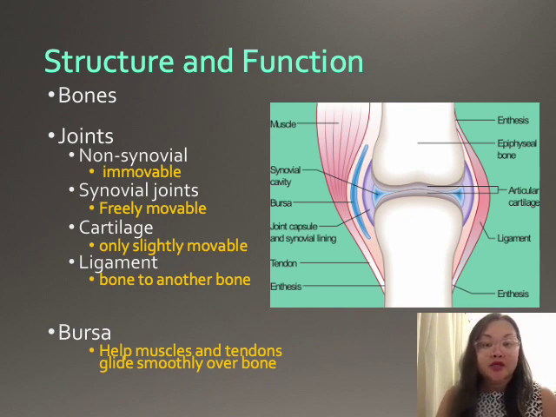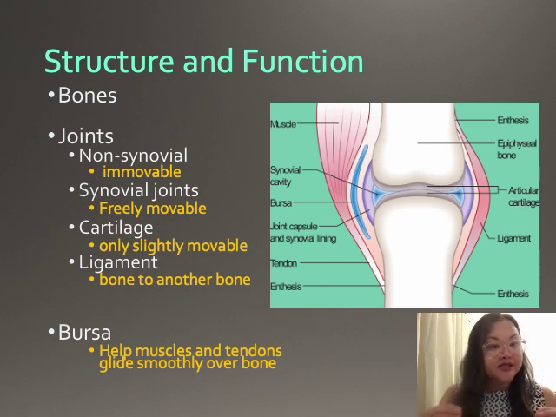A synovial joint, like your knee or your ankle or your wrist, are freely movable because bones are separated from one another and they're in this joint capsule or cavity that is lubricated by synovial fluid within the synovial membrane. In joints with cartilage, the joints are separated by fibrocartilaginous discs, and they're only slightly movable. And if you think about the largest cartilage type joint would be the vertebrae.